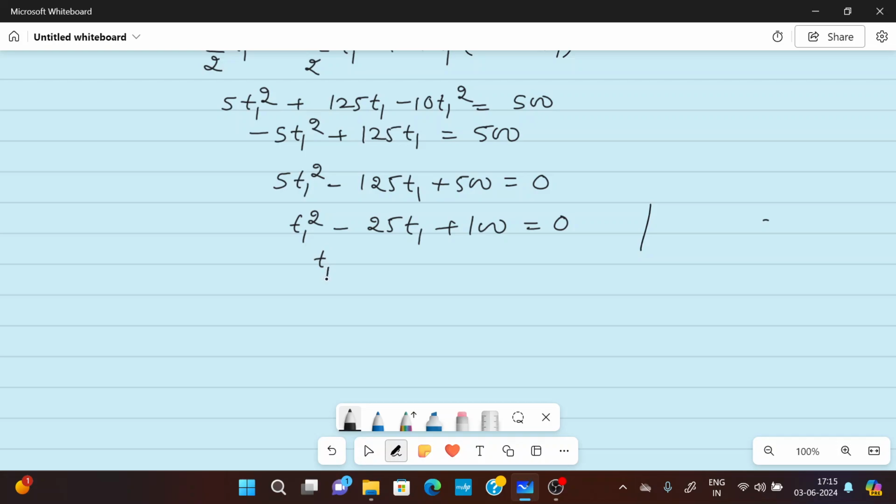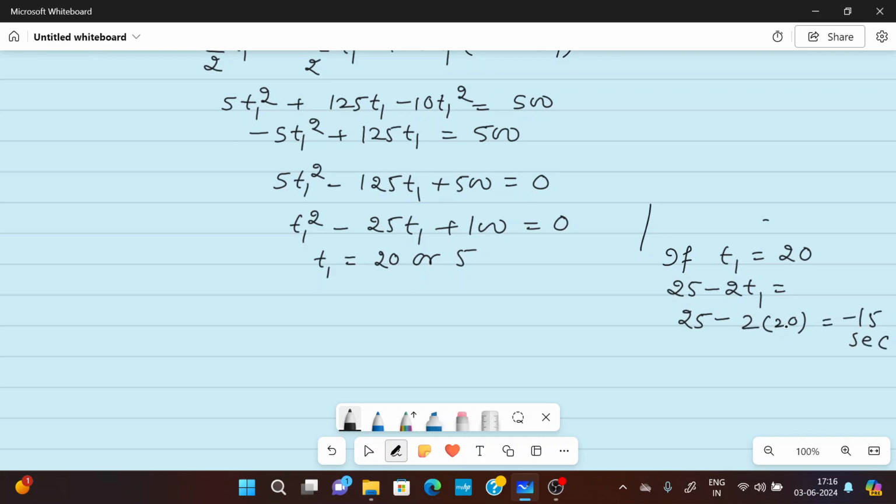Solving this, we will get T1 is equal to 20 or 5. We cannot take T1 is equal to 20 because if T1 is equal to 20, then time duration of uniform motion, that is 25 minus 2 T1, will become 25 minus 2 into 20, which comes out to be minus 15 seconds, which comes out to be negative. It cannot be negative, so T1 cannot be equal to 20. So T1 is equal to 5 seconds.